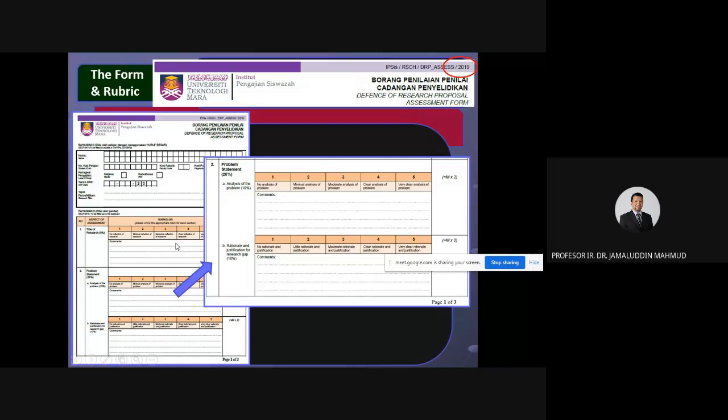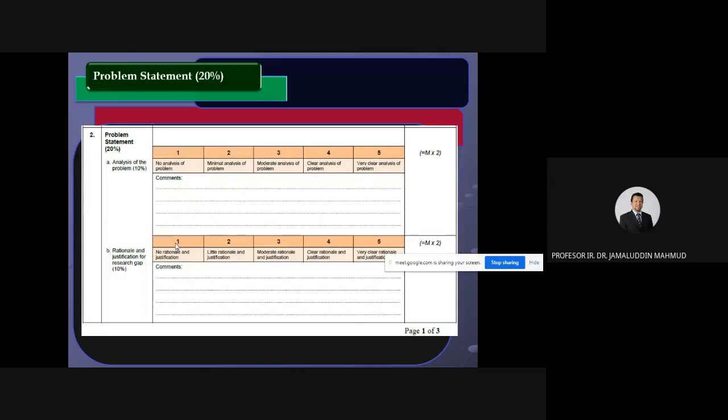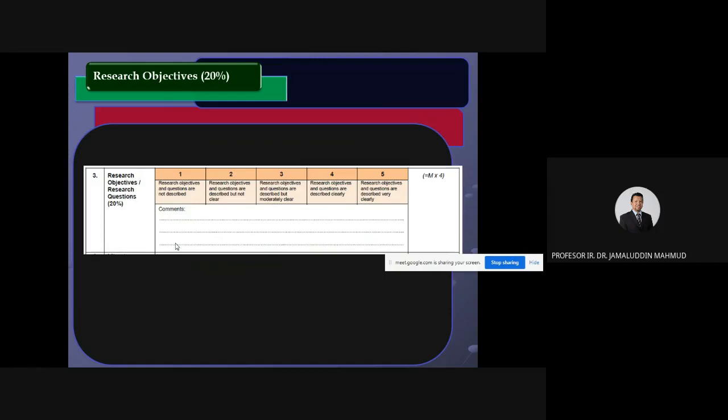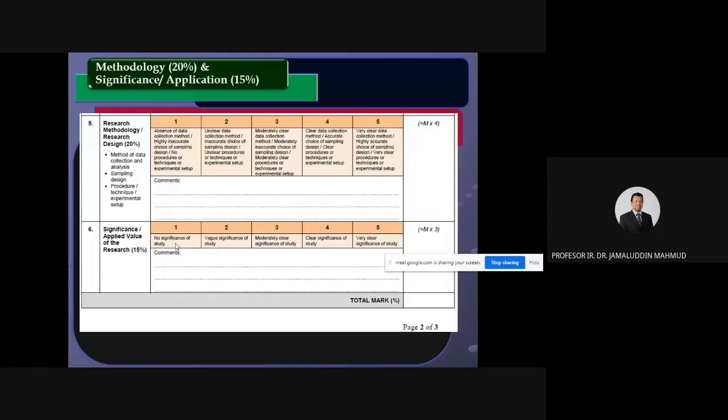If we zoom in one aspect at a time, the first one is the title. I don't really want to discuss the title heavily because this is just a DRP, okay? Then the problem statements: there's 20% marks for the problem statements, the analysis of the problem statement, and the research gap. Basically the research gap comes from the literature review. The third one is the research objective itself, contributing 20%. Number four, the literature review or the framework, is 20%. Number five is the research methodology or research design, contributing 20%, and significance and application is contributing about 15%.